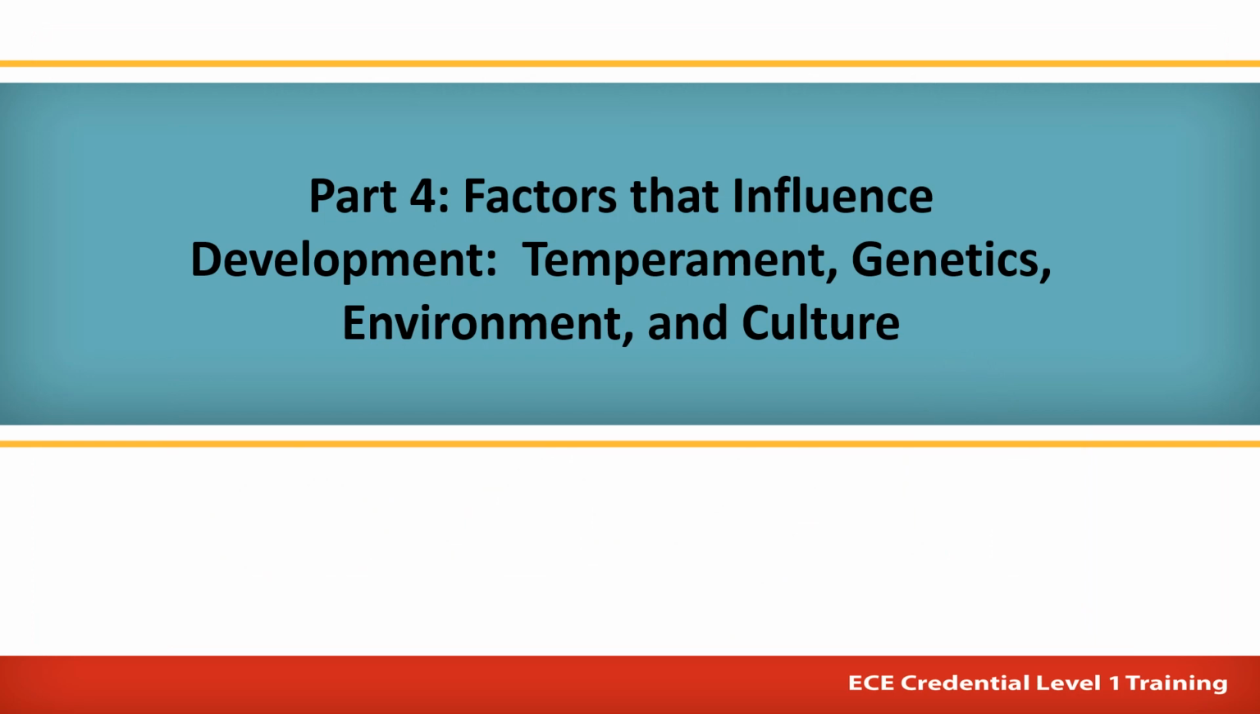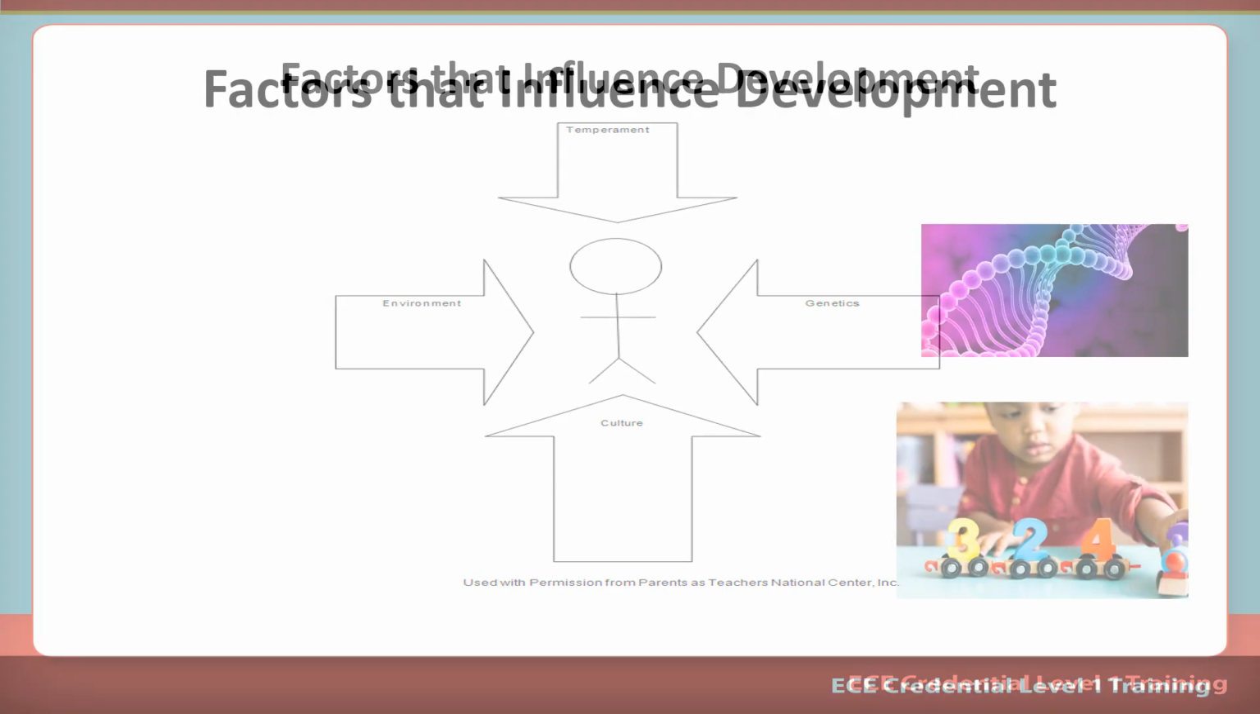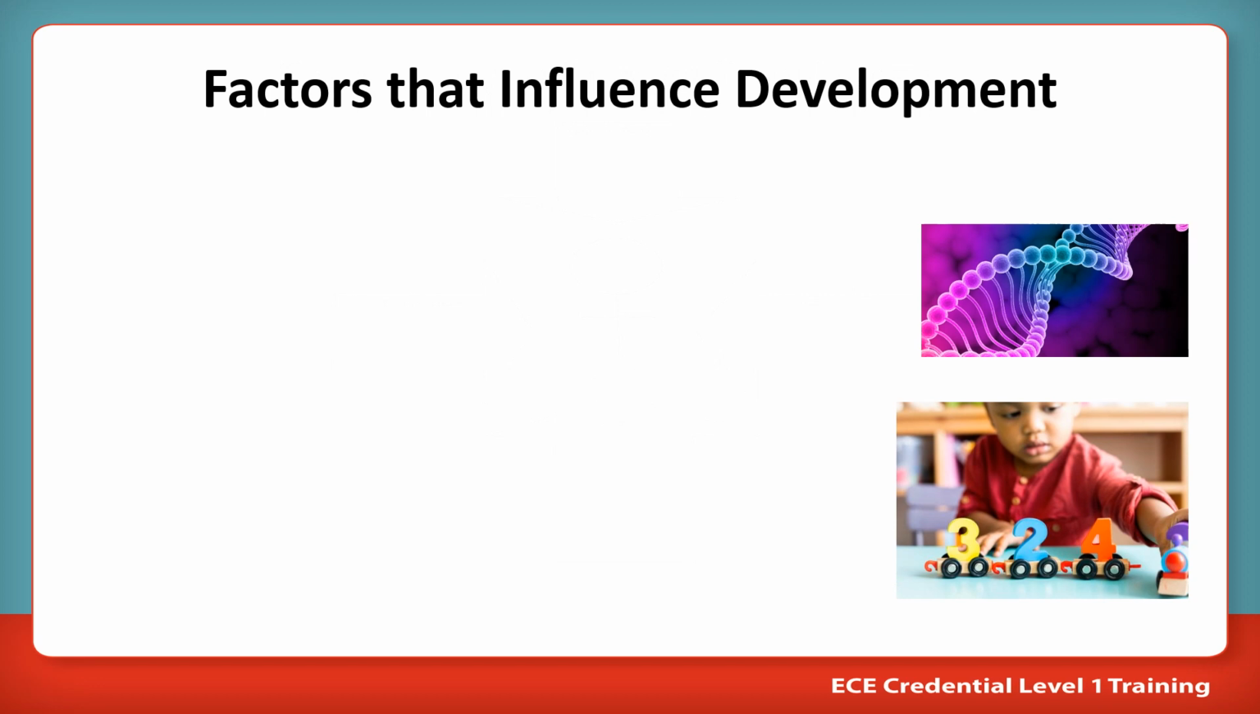The next thing we talked about in class in this module was part 4, factors that influence development, which are temperament, genetics, environment, and culture. The module provided this graphic for us, showing temperament, genetics, culture, and environment all as arrows pushing in on the child because all of these things influence or impact the child's development. Now we're going to look at these individually.